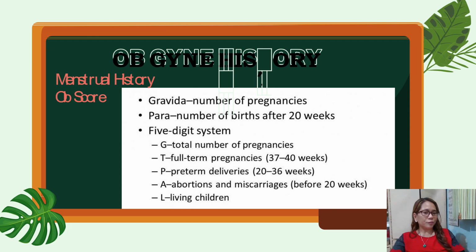T stands for full-term pregnancy that usually reaches 37 to 40 weeks. Depende sa inyong references. Other references, ina-accept pa hanggang 36 weeks to 40 weeks. Preterm delivery is 20 to 35 weeks or to 36 weeks. A stands for abortions and miscarriages before 20 weeks. Okay? L stands for living children. So you have to take note of these terms because in the next slides, we'll see how you will do OB scoring. Okay.